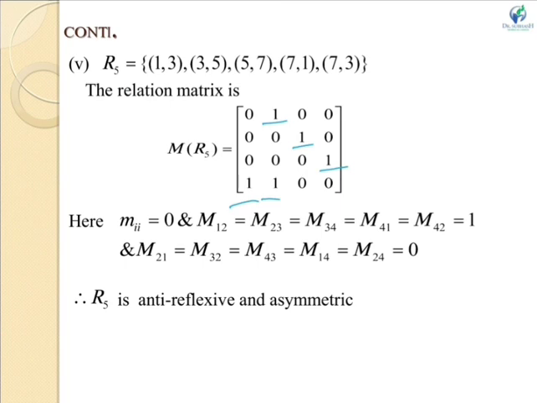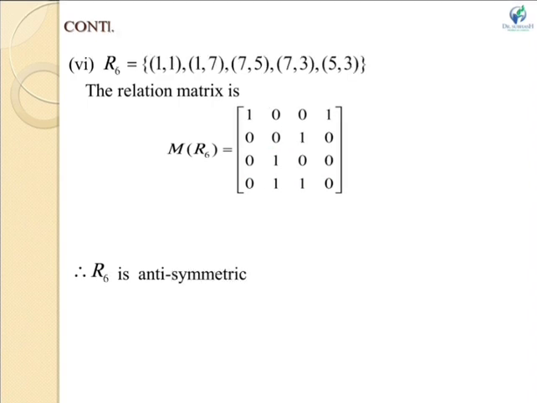If you check the reverse, that is if I take the reverse of M12, that is M21, that is 0. Similarly, here if I take M23, M23 is 1 and M32 is 0. So the reverse, like xy is 1 and yx is 0. So you can see that this is an asymmetric relation also.